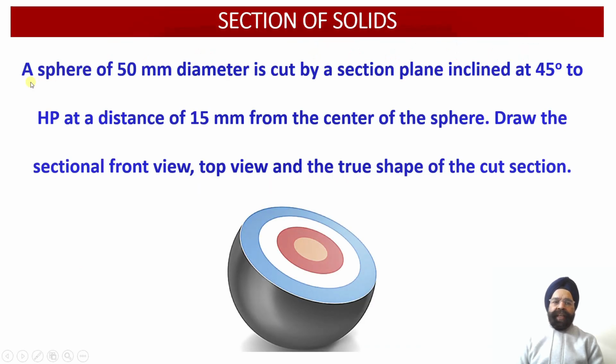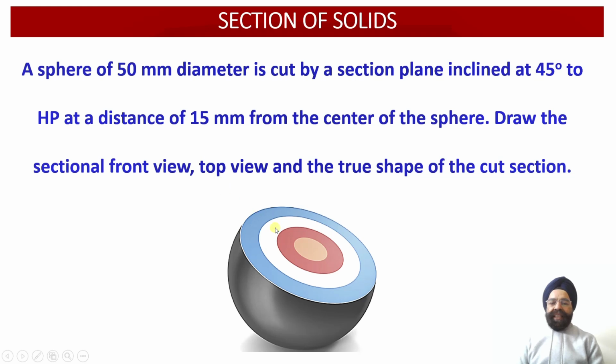Now here we have been provided with a sphere having diameter 50 millimeter. This sphere has been cut by a section plane inclined at an angle of 45 degree to the horizontal plane and perpendicular to the vertical plane. That is, an auxiliary inclined plane cuts the sphere at a distance of 15 millimeter from the center of the sphere. So we will find that this will be the true shape of the cut section which will be obtained. That is, a circular cross section we are going to obtain corresponding to the cut section.